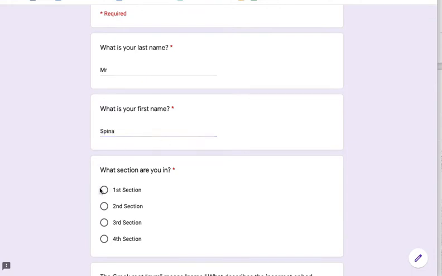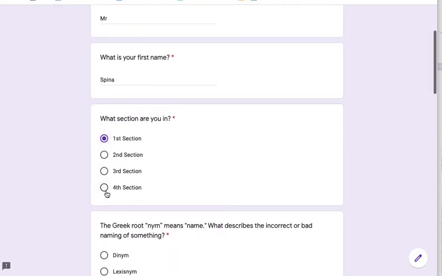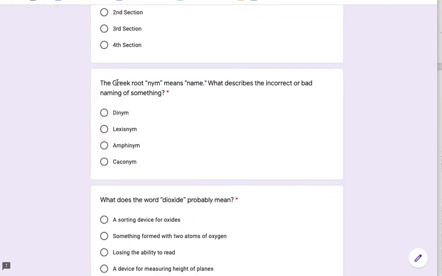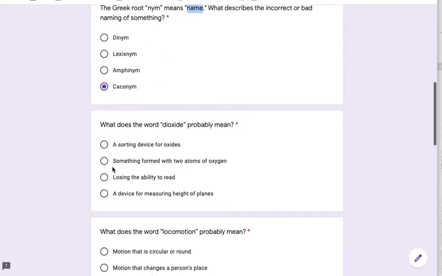I am in first section. If there's a question here that doesn't necessarily make sense, don't worry about it too much. Let's get to the test itself. The Greek root nim means name. What describes the incorrect or bad naming of something? So I know the root kako means bad, and nim means name. So this must be the answer because that means bad name.